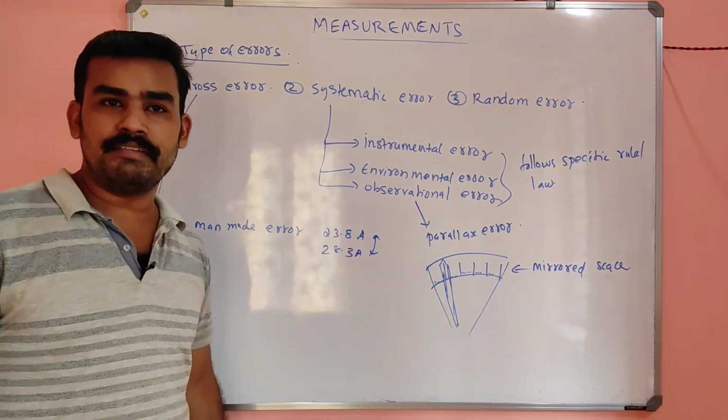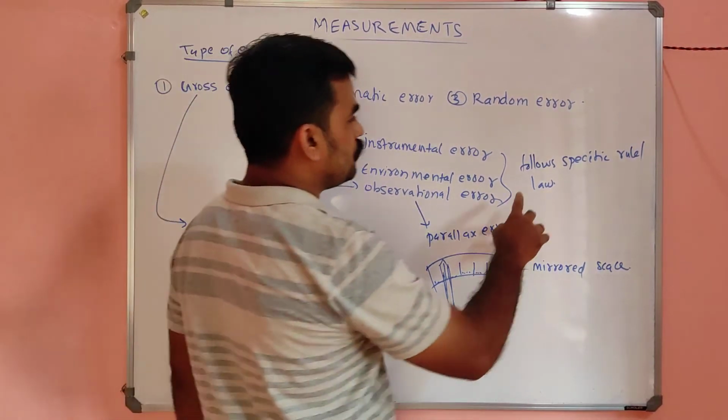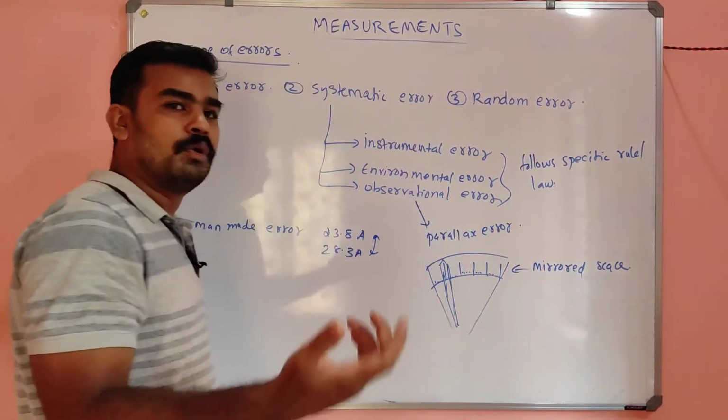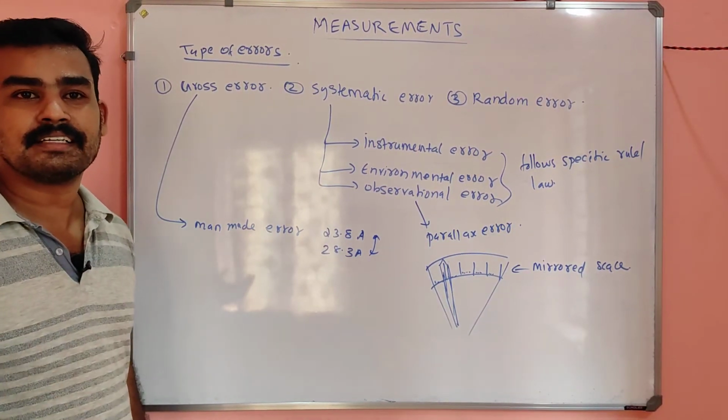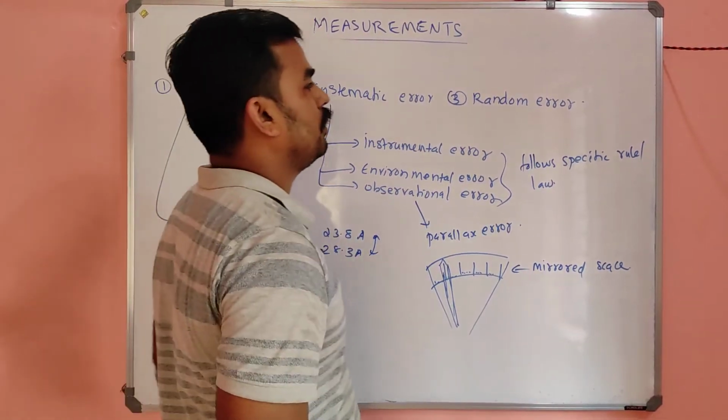Okay, so that is called an observational error. I already told you, errors that follow a specific value or rule have a certain constant error. That is why it follows a specific rule.